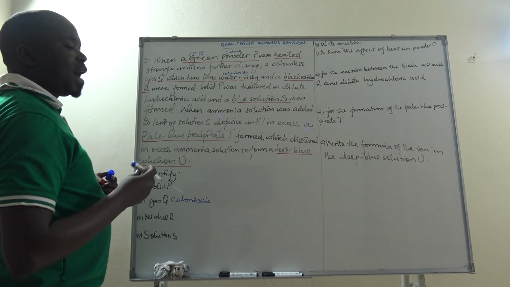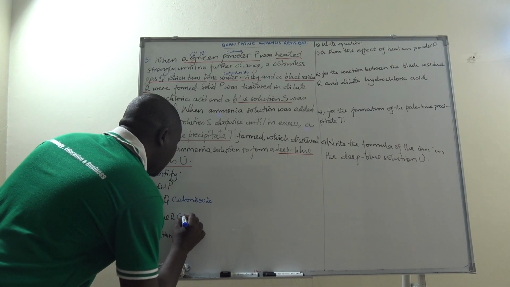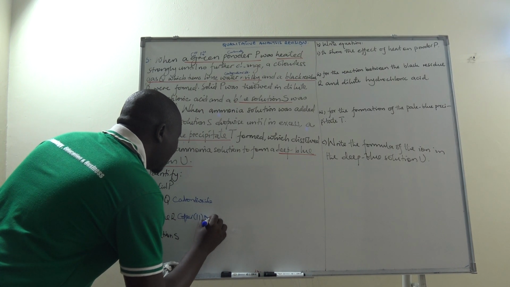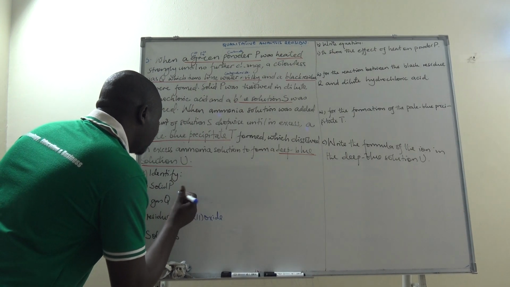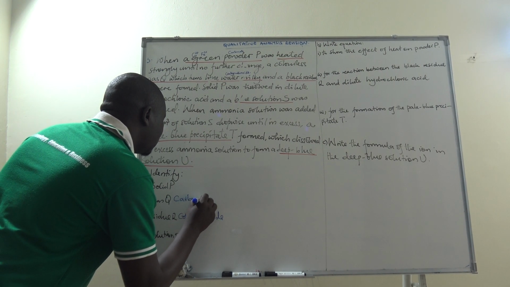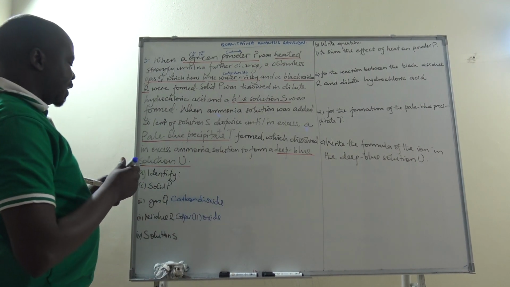Remember what we got from the action of heat on substances. So we have copper 2 oxide, which has been formed. Let me make carbon dioxide very clear for many to see. So this is carbon dioxide, and that is the gas.